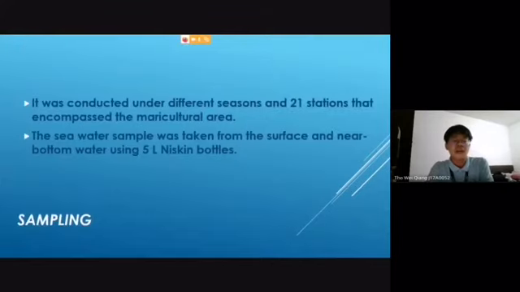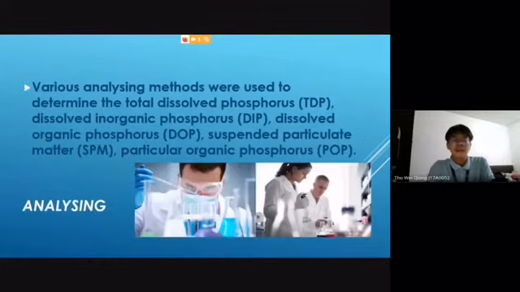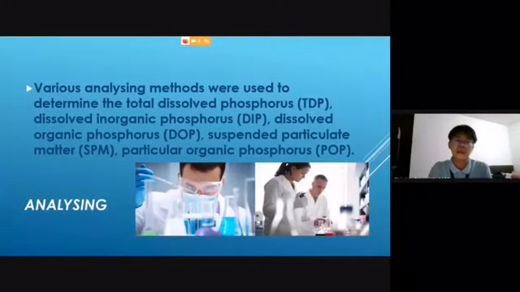The sampling of phosphorus cycles was conducted under different seasons at 21 stations that encompass the maricultural areas. The seawater sample was taken from the surface, which is 0 m, and near-bottom water, which is roughly 1 m above the seabed, using a 5-liter Niskin bottle. Various methods were utilized to analyze the phosphorus composition, such as total dissolved phosphorus (TDP), dissolved inorganic phosphorus (DIP), dissolved organic phosphorus (DOP), suspended particulate matter (SPM), and particulate organic phosphorus (POP).